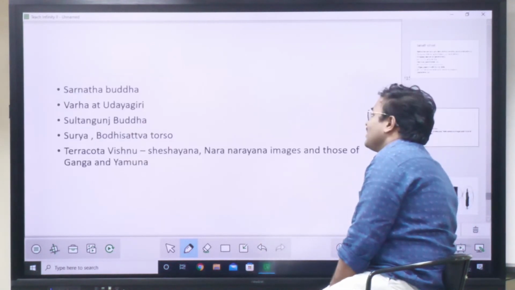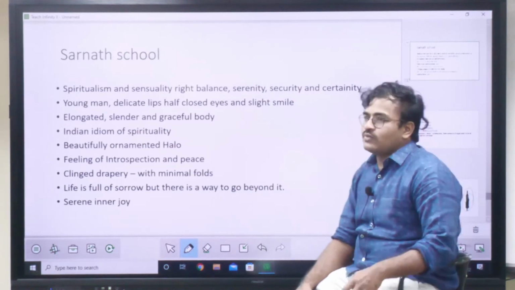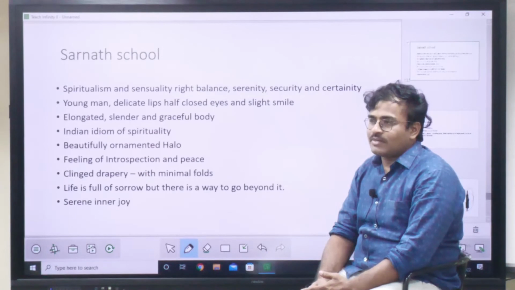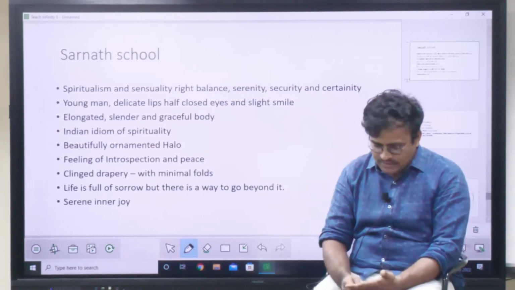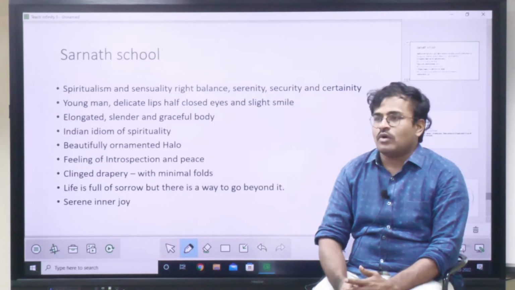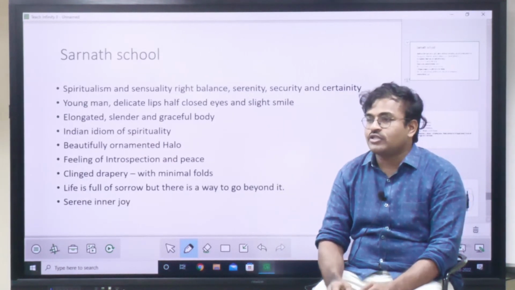Just see this. In Sarnath school, spiritualism and sensuality are in right balance. So this is important. It is not giving excessive emphasis on spirituality and rejecting the sensual world.